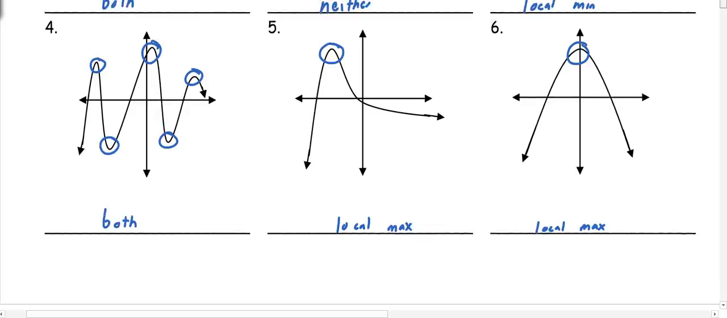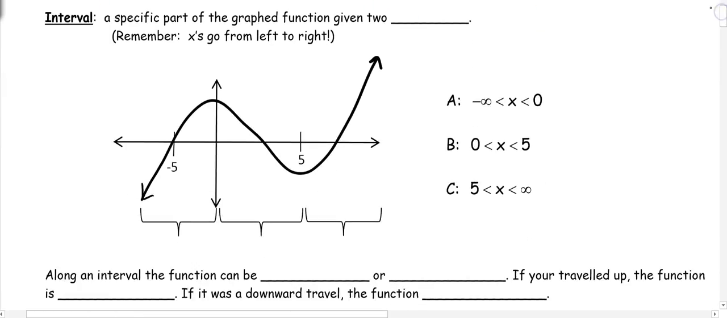So let's look at some other aspects of graphs that can help us determine different parts about a graph function. So an interval is a specific part of a graph function given two endpoints. Sometimes the endpoints will be numbers, sometimes the endpoints will be these infinity signs. So like here, the negative infinity is always going to be our left arrow. So anytime we see negative infinity, we're looking at the left arrow. And when we have positive infinity, like down here, that is going to be looking at our right arrow.